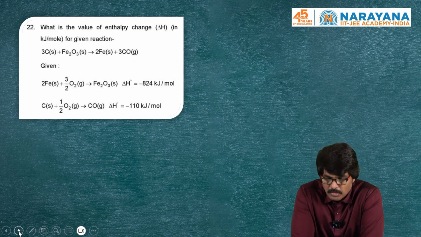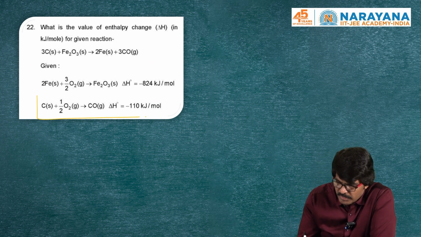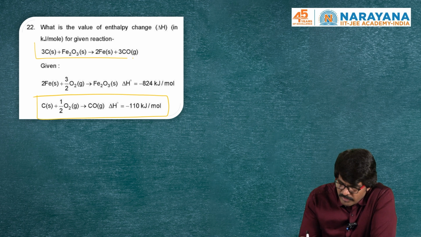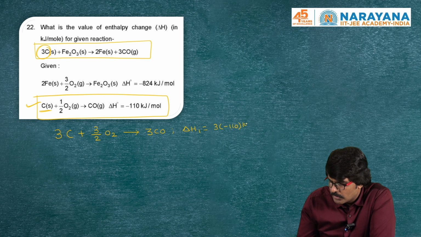And the next one, what is the value of enthalpy change, delta H? So here we have to derive this equation. But in this, if you see, there are 3 carbons present here. So let me multiply the first equation by 3, because I need 3 moles of carbon, 3 into 1/2 moles of oxygen, and 3 moles of carbon monoxide, and delta H1, let me write 3 into minus 110 kilojoule per mole.